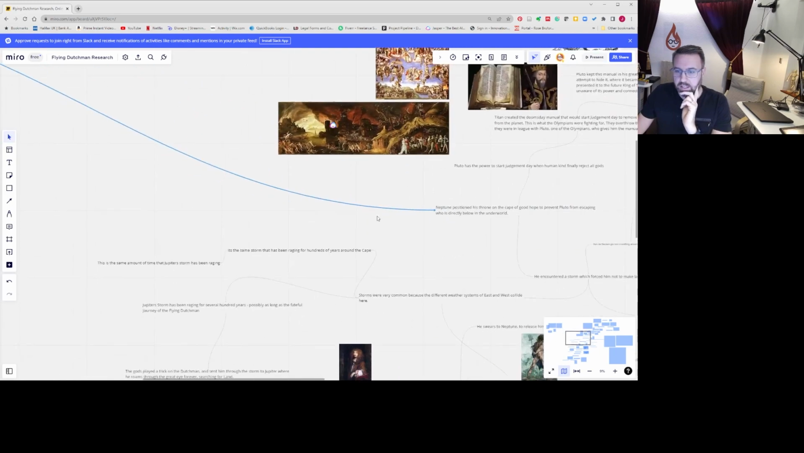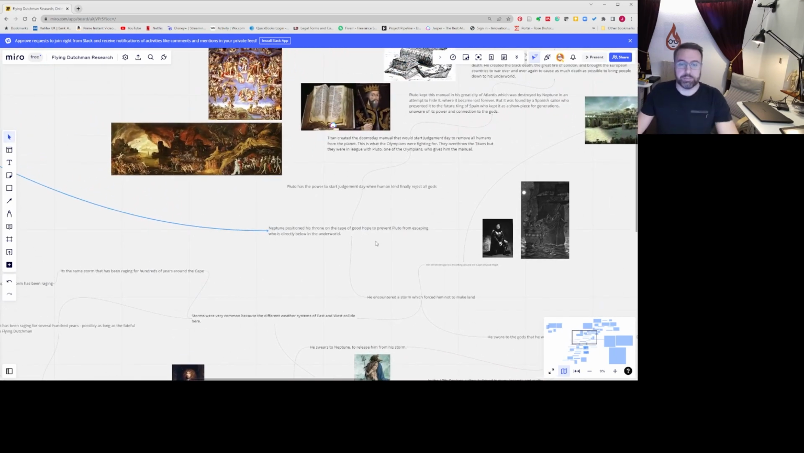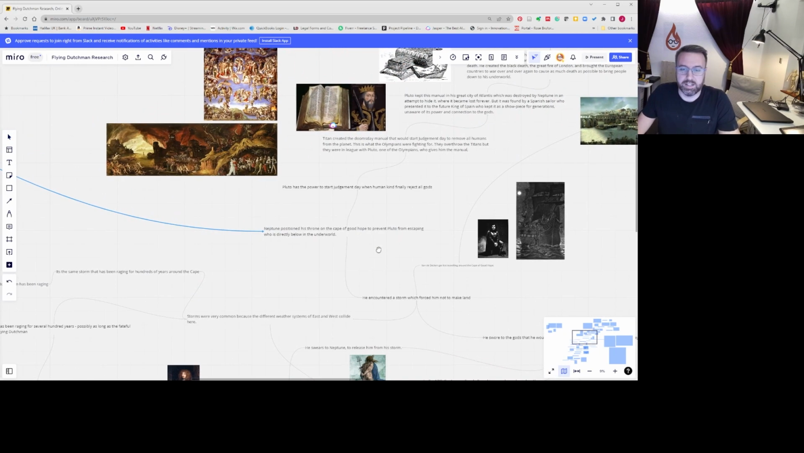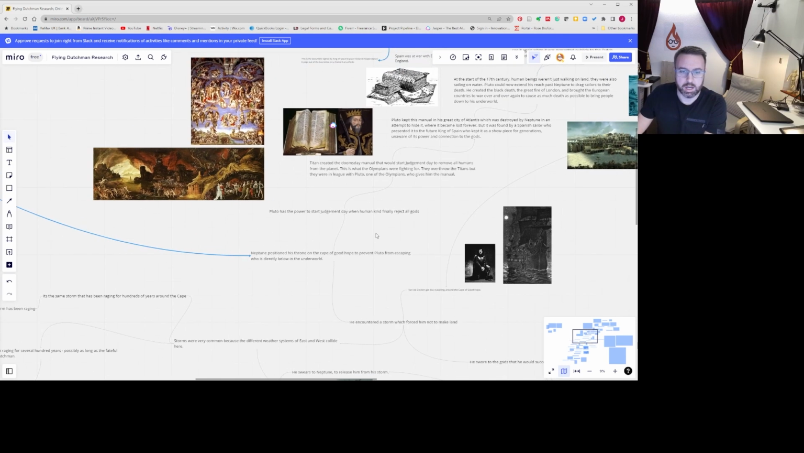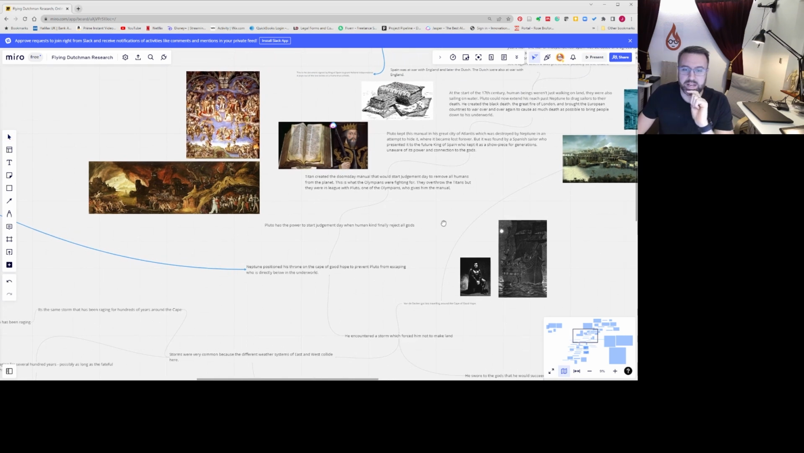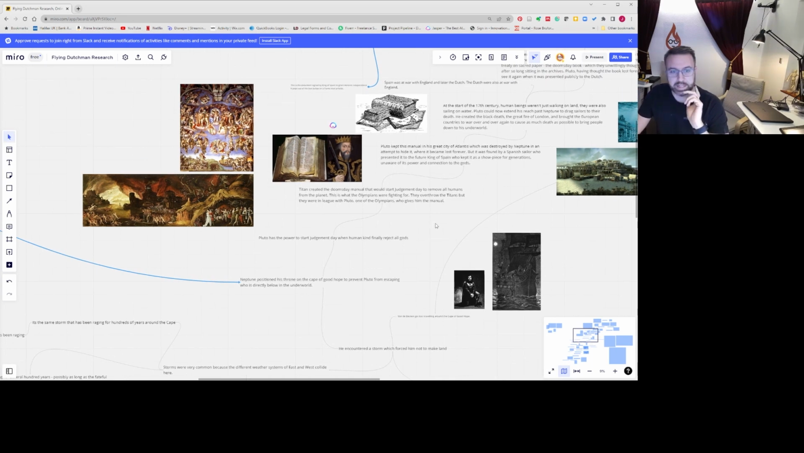Okay, so what happens? Neptune has been positioned over the Cape of Good Hope as his home, his throne, because that's directly above the portal to where Pluto has been banished to as part of the backstory of the Roman children. Pluto has been given the power to start Judgment Day when humankind finally rejects all gods, which would be today, right? Or at some point very, very soon, because it's getting that way.